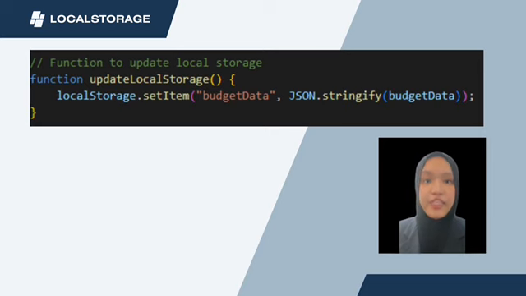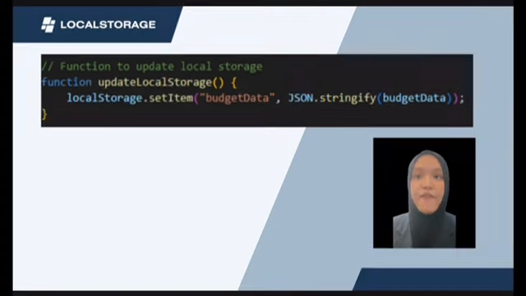The updateLocalStorage function is called whenever there are changes to the budget or expenses. This function converts the budgetData object into a JSON string and saves it in the browser local storage under the key budgetData. The loadFromLocalStorage function is called when the application is initialized to check if there's any saved data in local storage. If data is found, it is parsed and loaded into the budgetData object and the UI is updated accordingly.